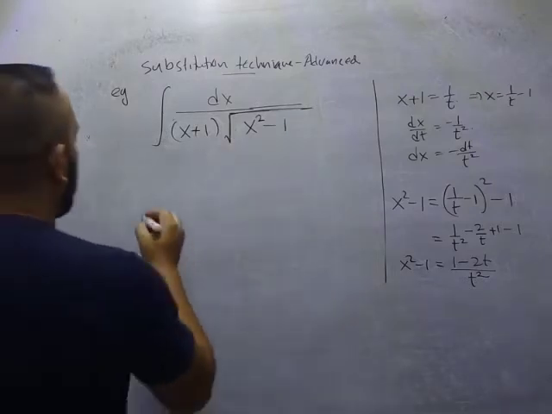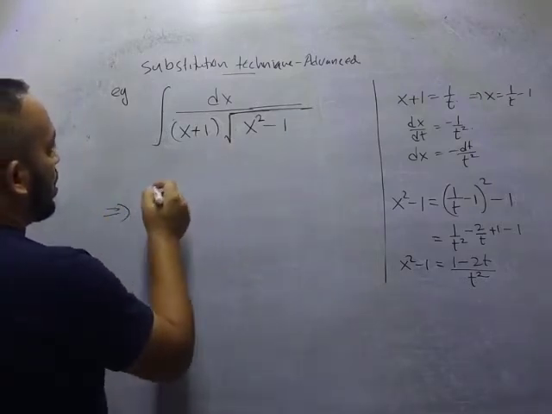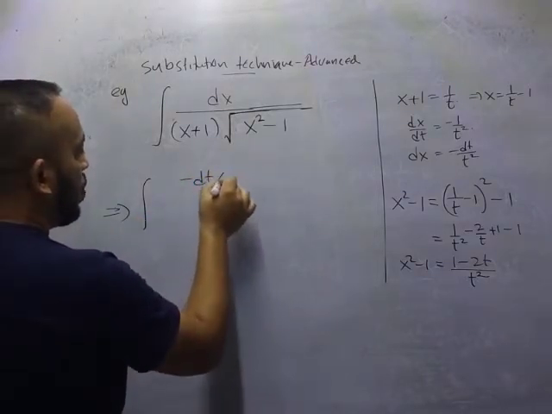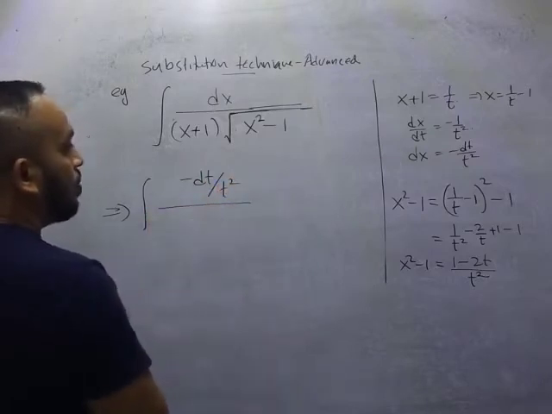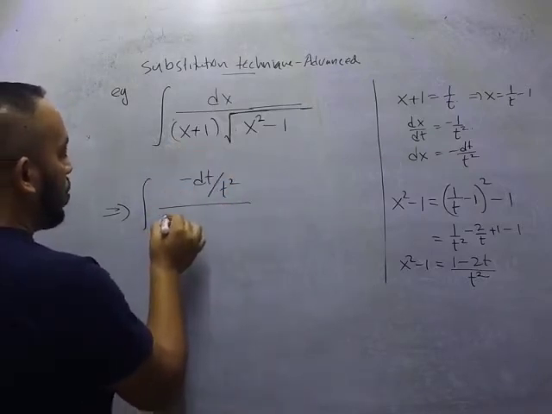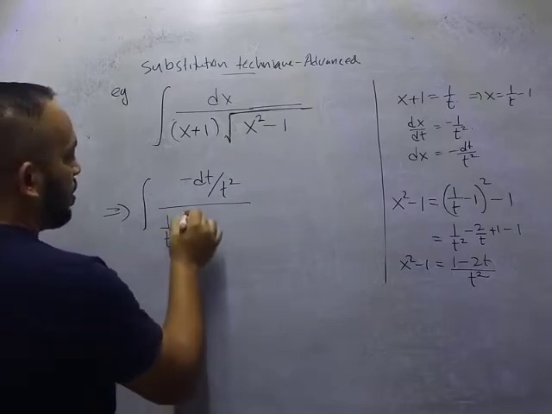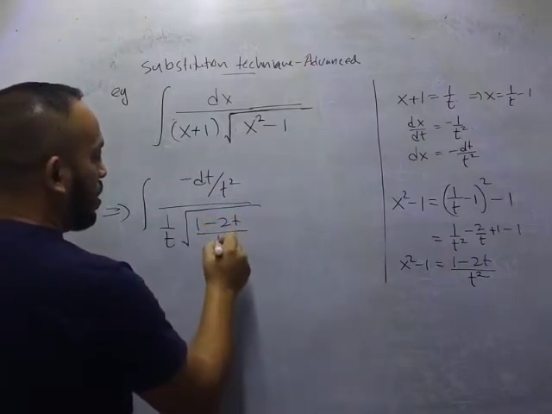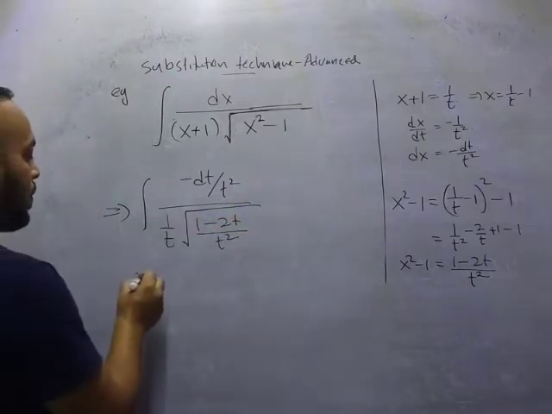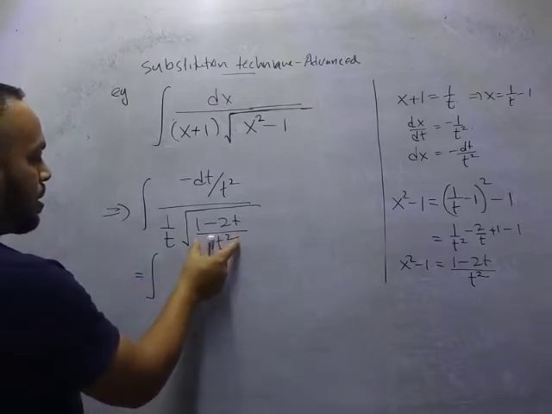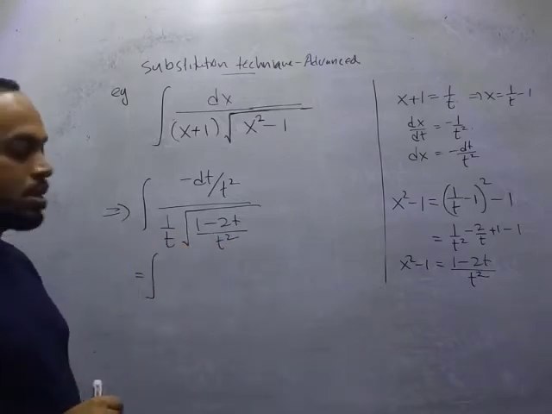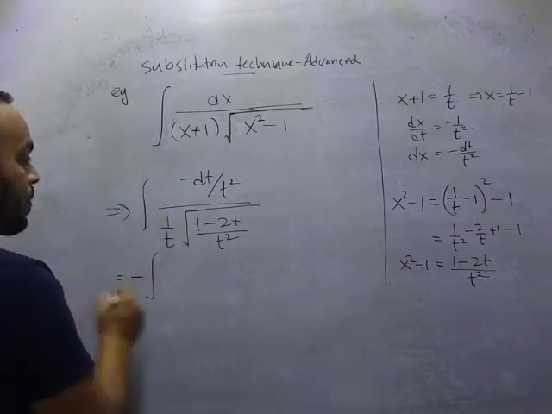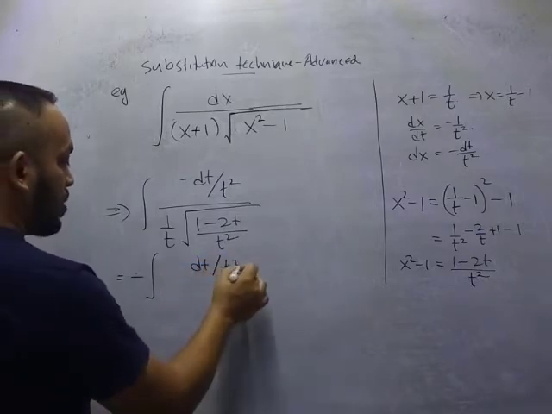Right. Now we can replace everything. So dx can be replaced by minus dt over t squared, divided by x plus 1, which is 1 over t. Then inside the square root I have 1 minus 2t over t squared. Okay, so from here you can say that t squared can be taken out because it's a complete square. So let's put this minus sign in front of it, then dt over t squared.